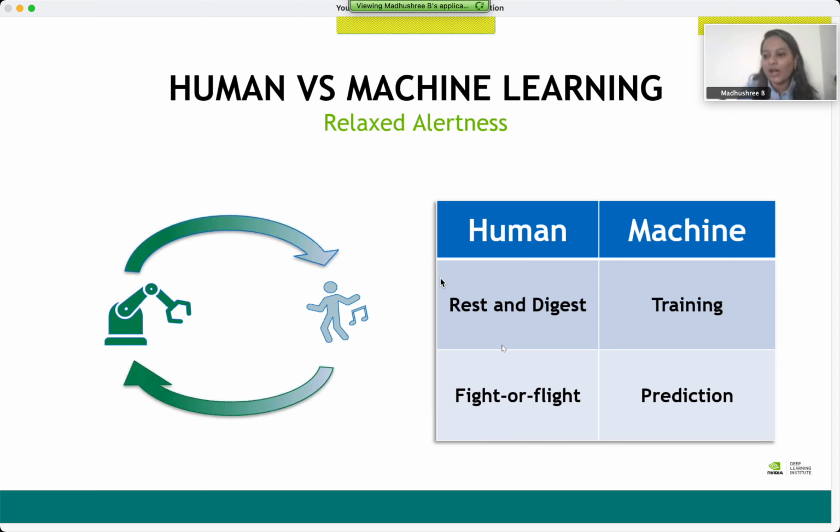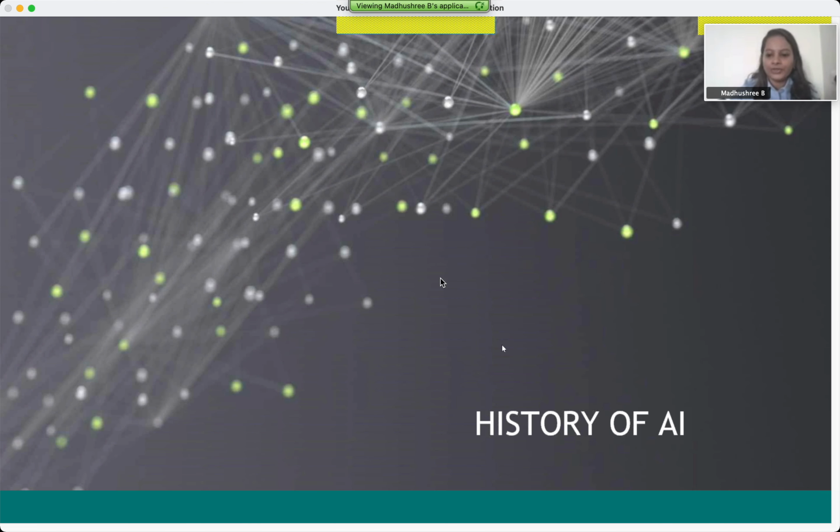Okay, so how it works is humans have these two phases: rest and digest, fight or flight. When you're learning, you're in the phase of rest and digest, and when you're performing what you learn. Take an example like when you're learning in your classroom, you are resting and digesting the facts that you're learning, and then in your exam you might be performing in fight or flight mode. Similarly, machines also are trained in this way. There are two phases: training and prediction. We will see how it works.